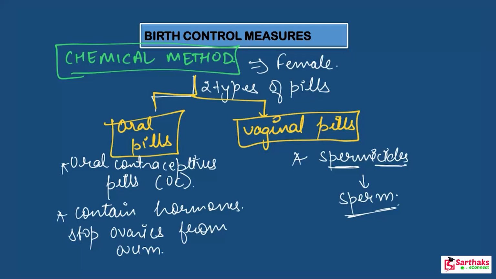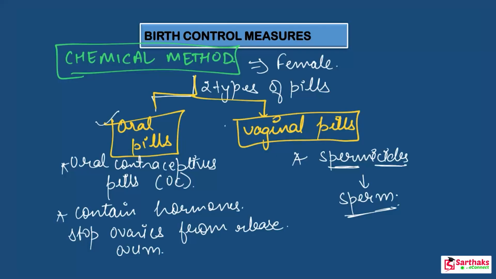Chemical methods, the female uses two types of pills. The first one is the oral pills. Oral pills are also known as oral contraceptive pills, which contain hormones. These hormones stop the ovaries from the release of ova. Write down here, from the release of ova. But they also show a lot of side effects. Clear? So it is important that women on pills have regular checkups with their doctor.